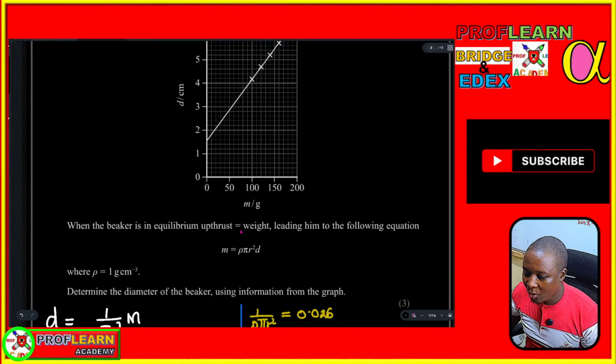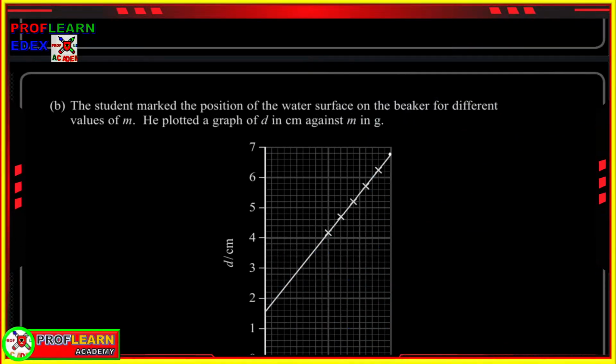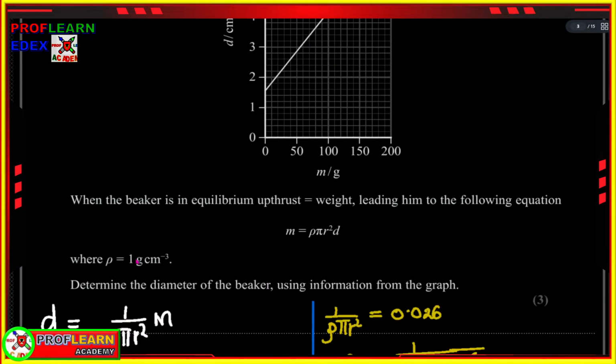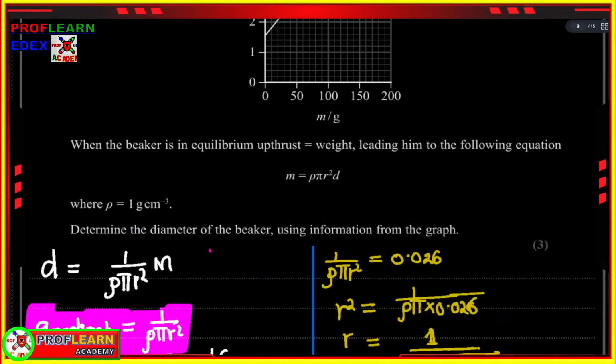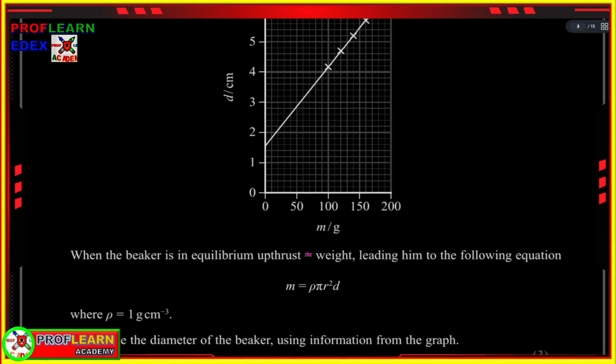When the beaker is in equilibrium, upthrust is equal to the weight. So that is exactly what we have already mentioned. And in that case, we are told that density is given by 1 gram per centimeter cubic. Determine the diameter of the beaker using the information. So the first thing that I did is, because you can see the graph that we are drawing is a graph of D against M.